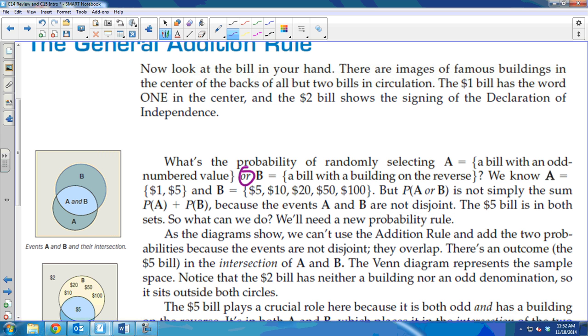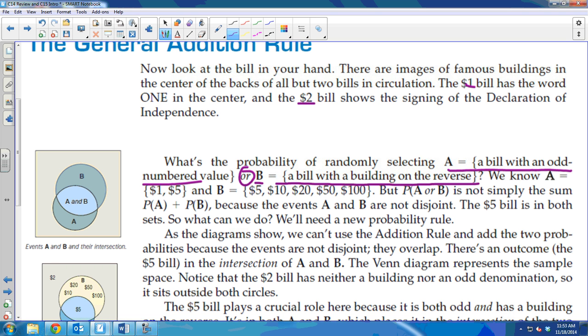Well, it just told me that besides the $1 and $2 bill, everything else has a building, right? It's like a $5 bill has a building on the back, right? So are these going to be event A, a bill with an odd number, and event B, a bill with a building on the reverse? Are those disjoint events? No, they're not disjoint because the bill could have both, right? So if it's disjoint events, there wouldn't be any overlap, but now we have overlap.